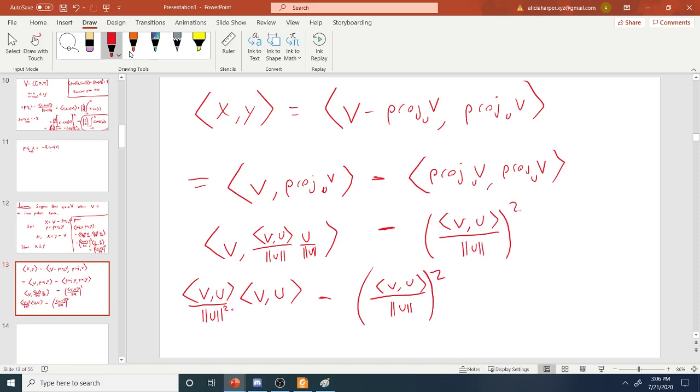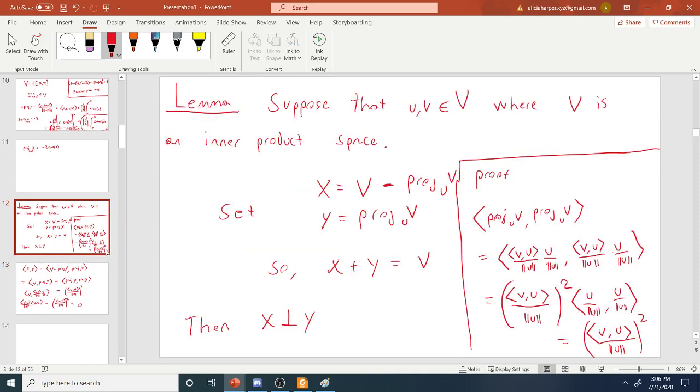And now you can see that this cancels with this, and we get 0. So this shows that x and y are orthogonal. So this is one of the main purposes that we use the vector projection for, which is that if we project v onto u and then we subtract this from v, then in fact what we get is orthogonal to the projection. So this is a very important result.